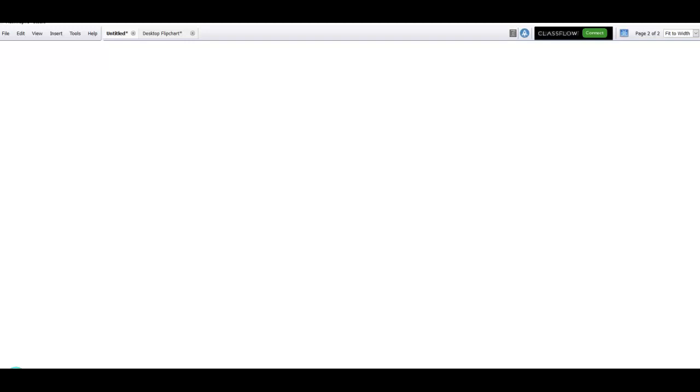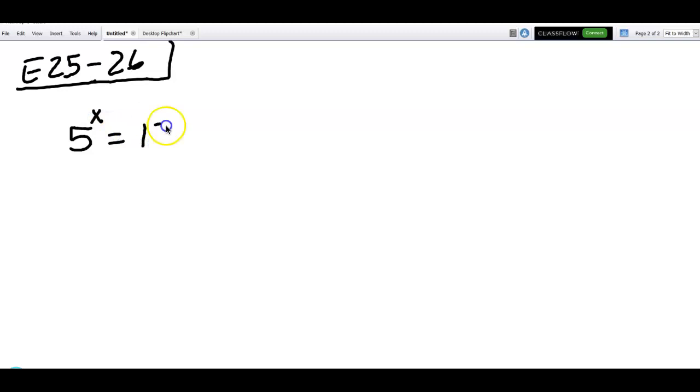So this is, for example, 25 through 26. Okay, let's start off with something basic here. 5 to the x equals 125. And maybe I'll put a 2 there. 5 to the 2x equals 125. Okay, now we could solve this using logarithms. Okay, we could do that. And if you want to use that skill, I don't mind. It's fresh in our minds from last chapter.